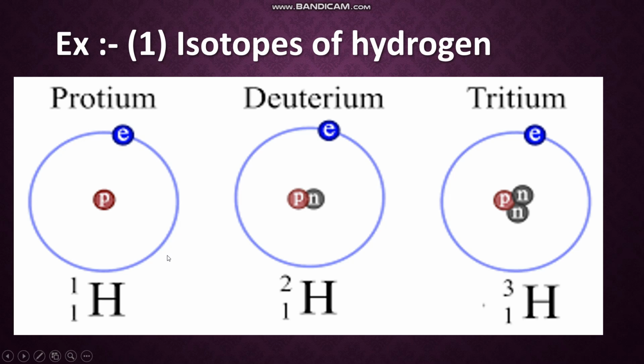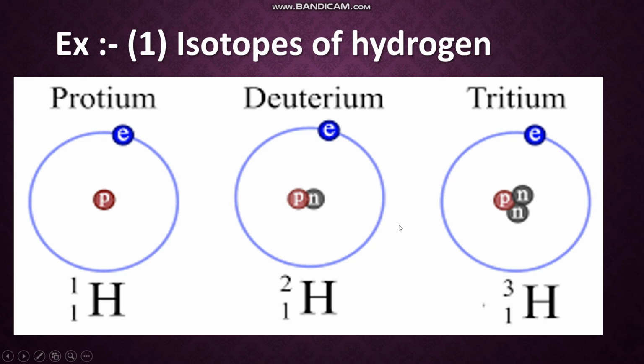Another type of hydrogen atom has atomic number 1 and one neutron in the nucleus. So what is the mass number? Protons plus neutrons, 1 plus 1, 2. This is called deuterium. Another isotope of hydrogen is called tritium. Here there is one proton and two neutrons, so the mass number is 3. So 1H1, 1H2, 1H3 are the three isotopes of hydrogen: protium, deuterium and tritium.